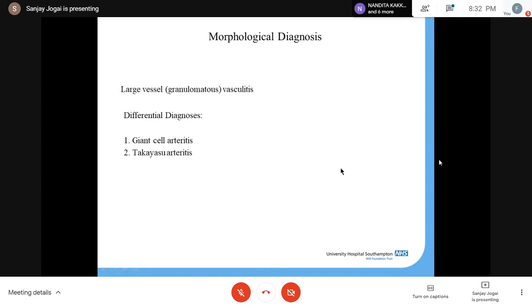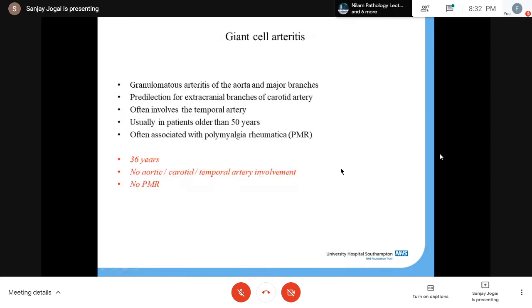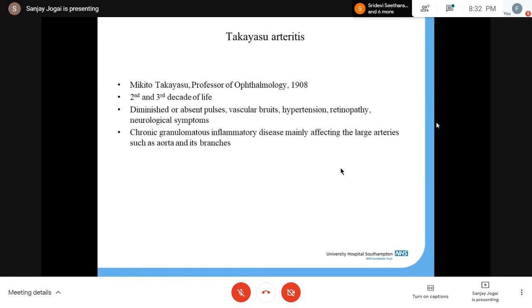So then started with digging of literature. Now, with giant cell arteritis, typically involves the aorta or its major branches, shows a predilection for extracranial branches of carotid artery. Often, most of the times in your practice, you would see it in the temporal arteries. Typically, patients are older than 50 years, and often there is the background of polymyalgia rheumatica. Interestingly, this patient was only 36. There was no PMR, there was no other artery involvement. So this was an isolated, quite interesting.